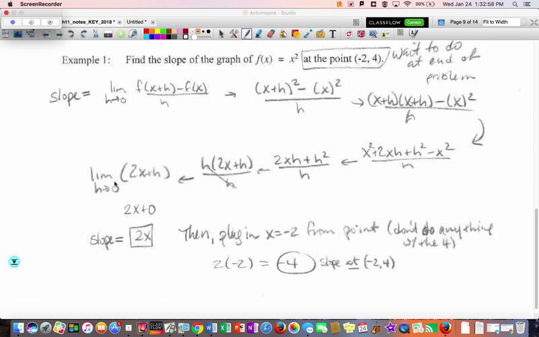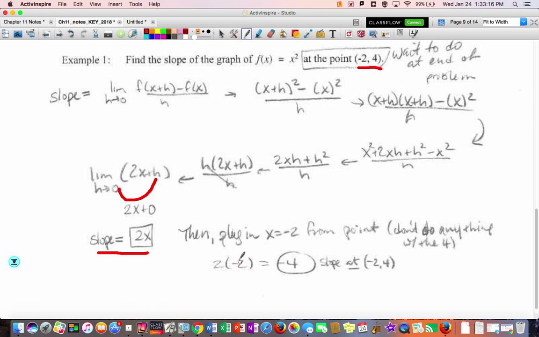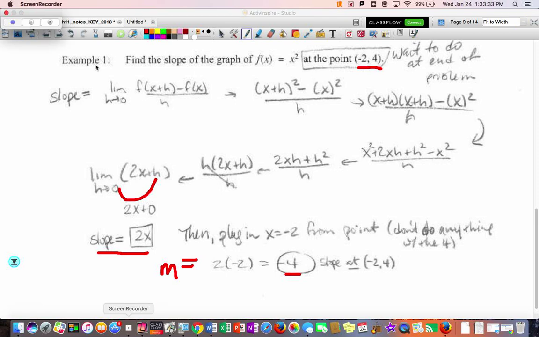And I bring back this limit as h goes to 0. So now that 0 can go into that h, and it's 2x plus 0. So this is what we'd call our tangent line or derivative. Well, they want us to look at -2, 4. So all I have to do is put the x, the -2, in for x. And now I know that my slope is this -4. So you'll hear me refer to that as the x plus h rule.